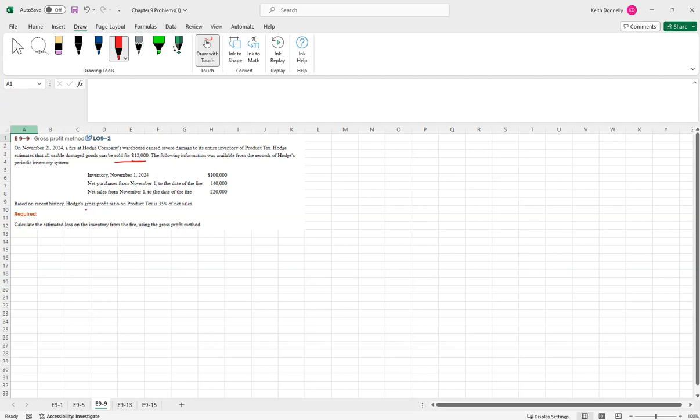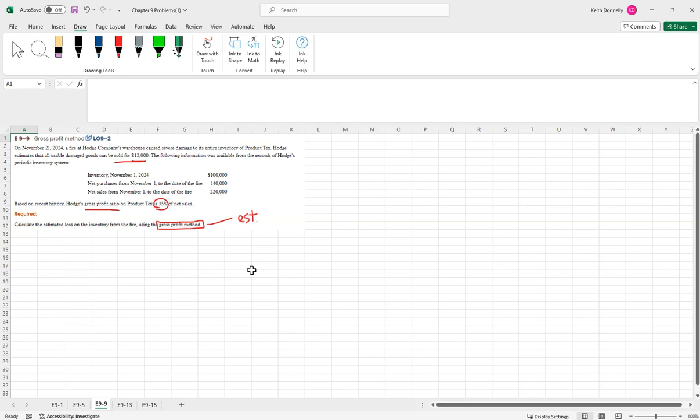They tell us that our gross profit ratio is 35% of net sales. What they want to say here is, can you please calculate the estimated loss on the inventory from the fire using the gross profit method? So this is going to deal with an estimate. We're going to use an estimate here.